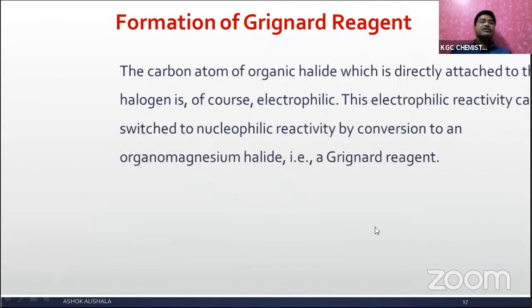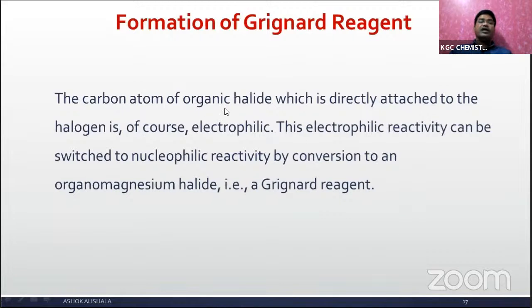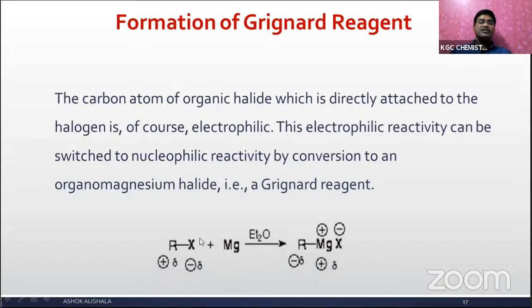Now let us see this one. The carbon atom of organic halide, which is directly attached to the halogen, is of course electrophilic. This electrophilic reactivity can be switched to nucleophilic reactivity by the conversion to organomagnesium halide, that is called Grignard reagent. This is going to be the alkyl halide. You know, this is going to be the partial positive charge. This is partial negative charge because it is a polar covalent bond.